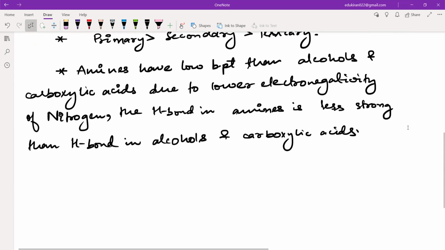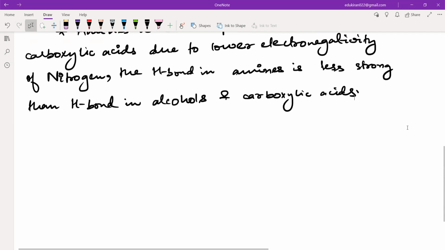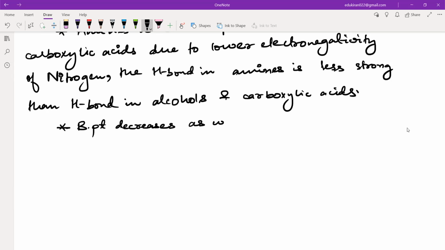So we have already said about the isomeric amines, about primary, secondary, and tertiary. And what will happen if I branch it? Branching is going to decrease the boiling point. This is a general observation that boiling point decreases as we increase branching.